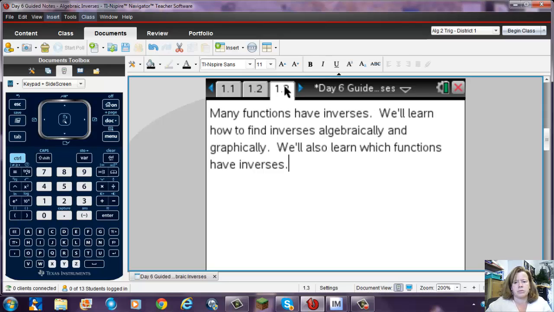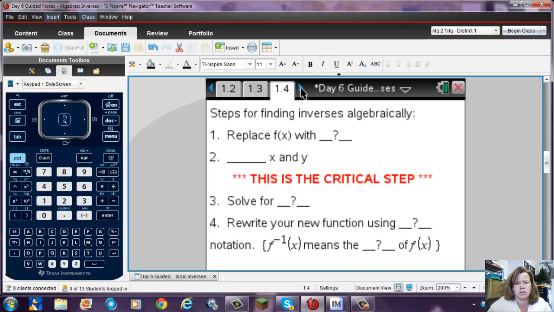So many functions have inverses. We'll learn how to find them algebraically today and graphically tomorrow. And then we'll also talk about which kinds of functions actually have inverses, because not every function does. Okay, so we have steps for finding inverses. Again, I'm going to type these today. You will probably also want to copy them into your cumulative notebook.